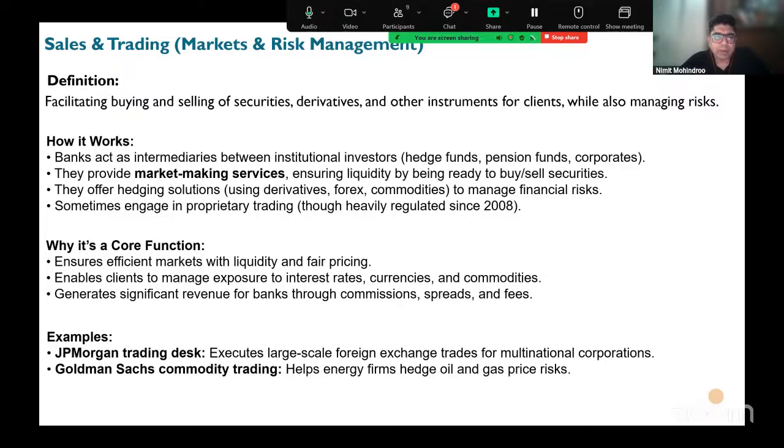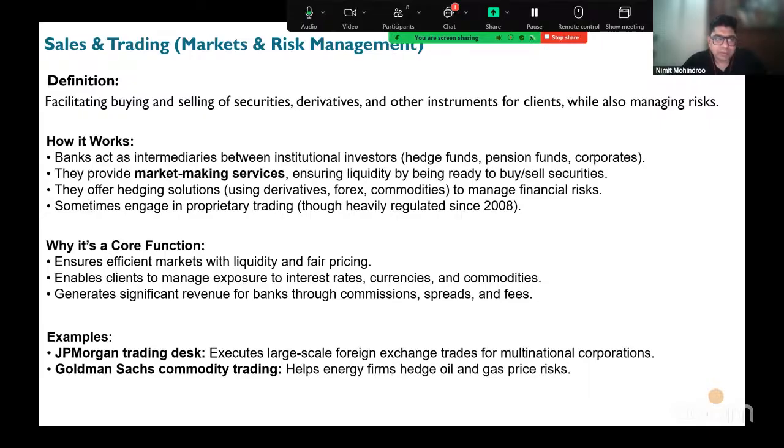They provide market making services and ensure liquidity by being ready to buy and sell securities. They offer hedging solutions using derivatives, forex, and commodities to manage financial risk. Sometimes they engage in proprietary trading, heavily regulated since 2008. Why is it a core function? It ensures efficient markets with liquidity and fair pricing, enables clients to manage exposure to interest rates, currencies, and commodities, and generates significant revenue for banks through commissions, spreads, and fees.